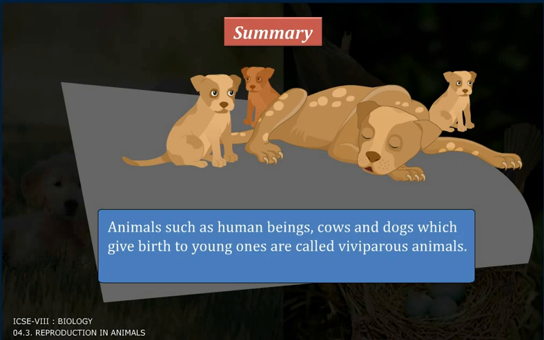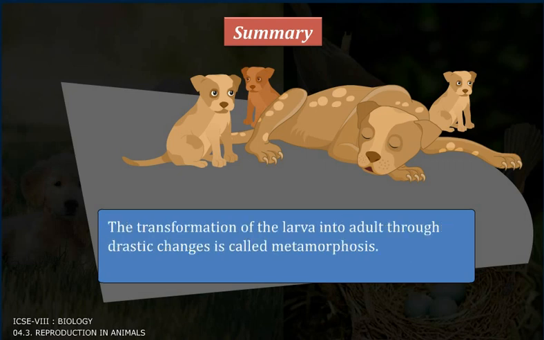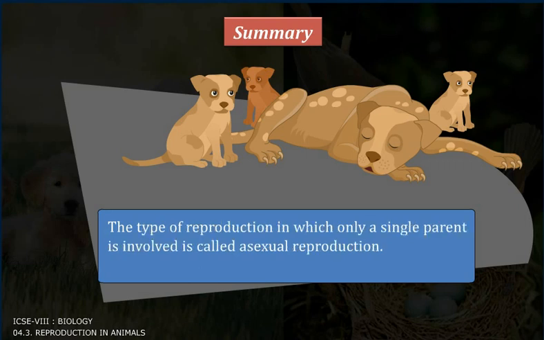Animals such as human beings, cows, and dogs, which give birth to young ones, are called viviparous animals. Animals such as hen, frog, lizard, and butterfly, which lay eggs, are called oviparous animals. The transformation of the larva into adult through drastic changes is called metamorphosis.